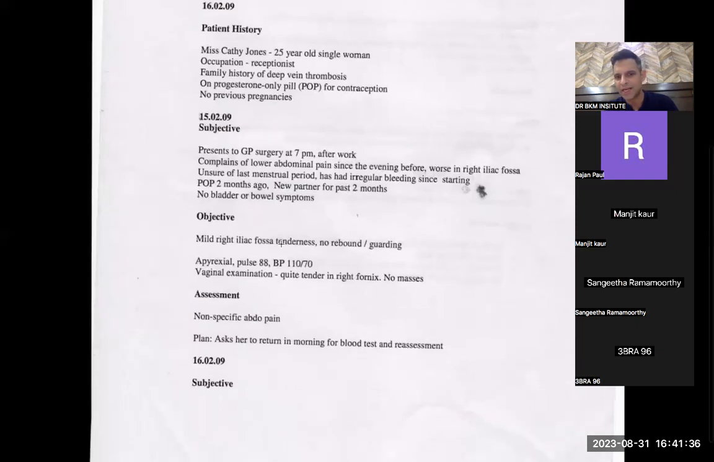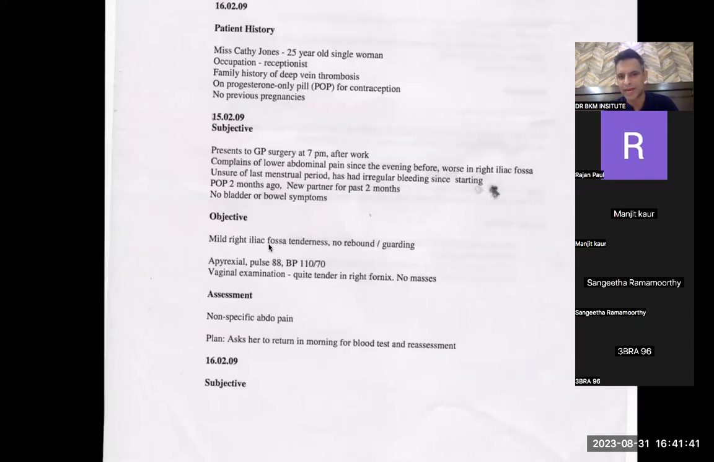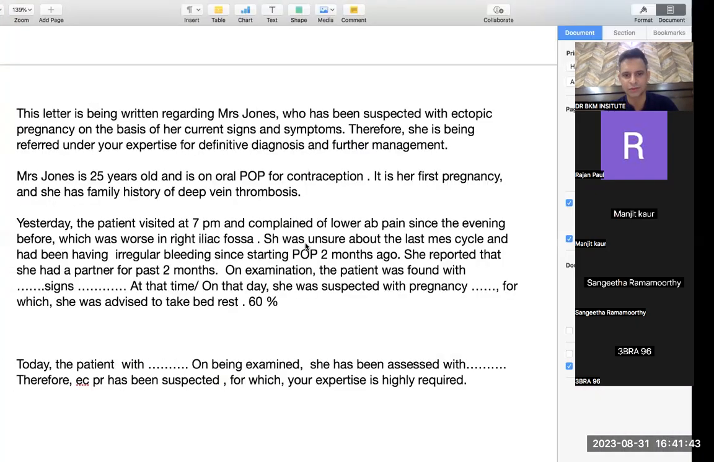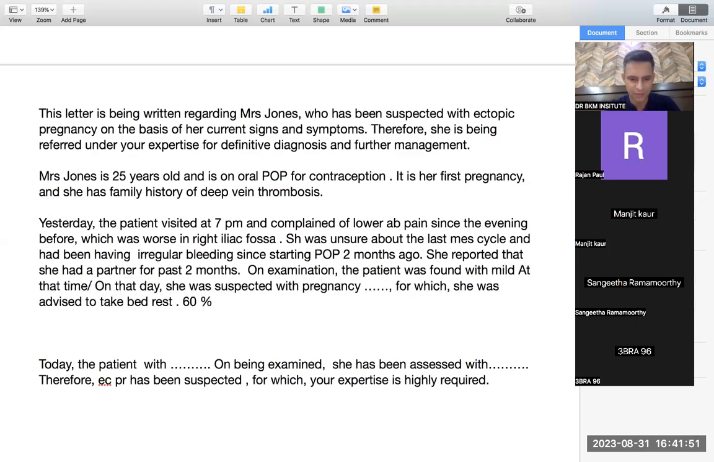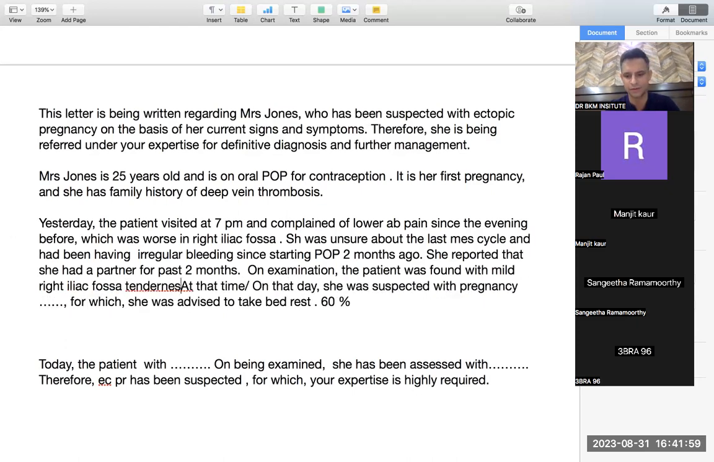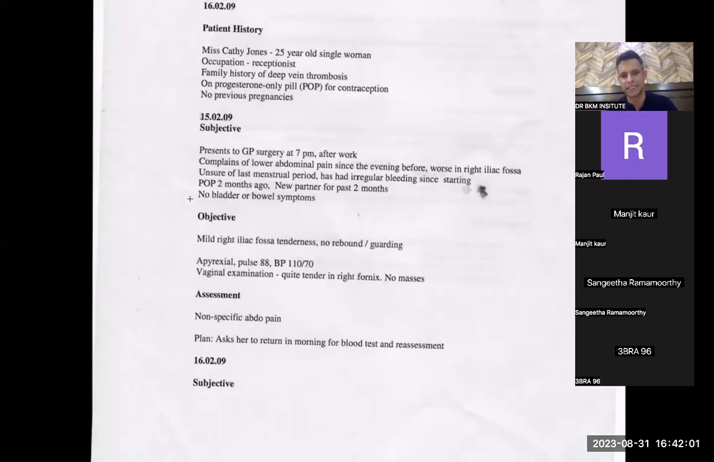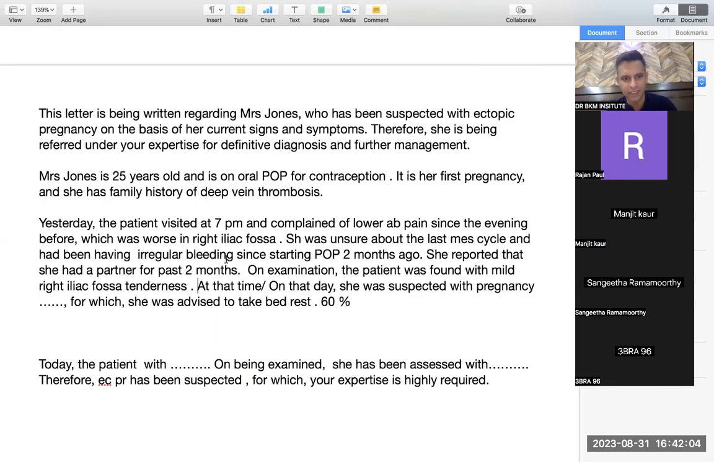On examination, mild right iliac fossa tenderness. Same, mild right iliac fossa tenderness. On examination, again the same. The patient was found with the same mild right iliac fossa. No change of word, nothing. It was a pattern already. On examination, she was found with. So I have just added the words which were given. That's it. No shuffling.